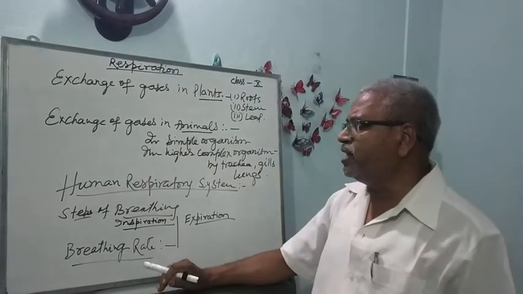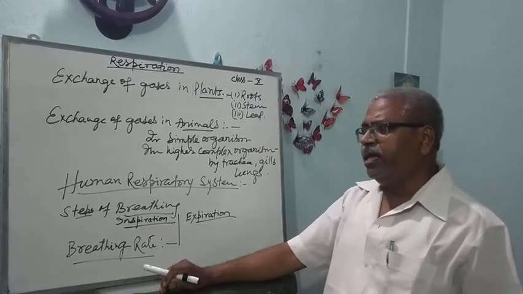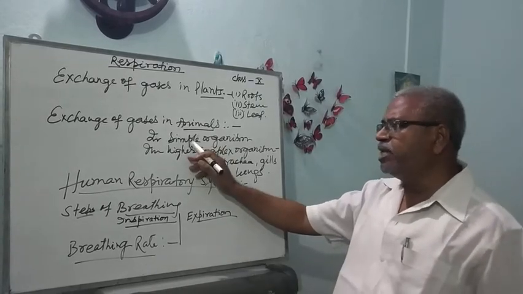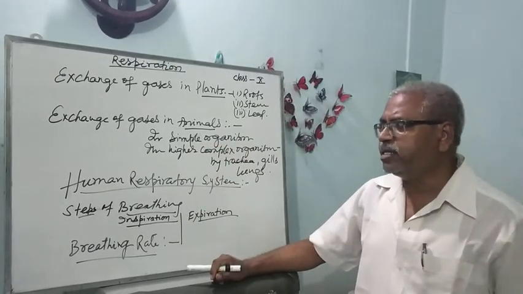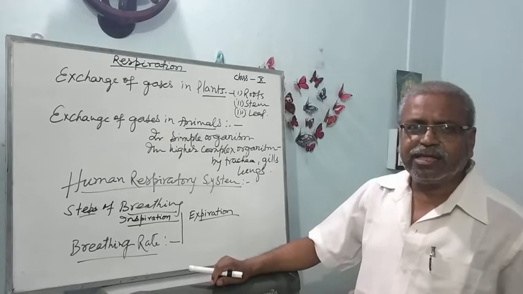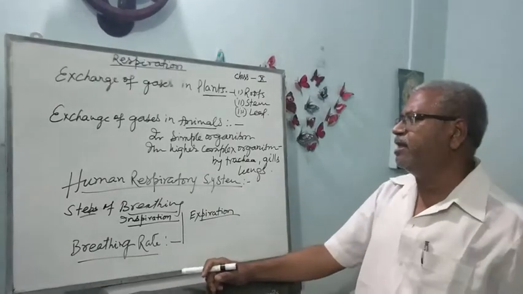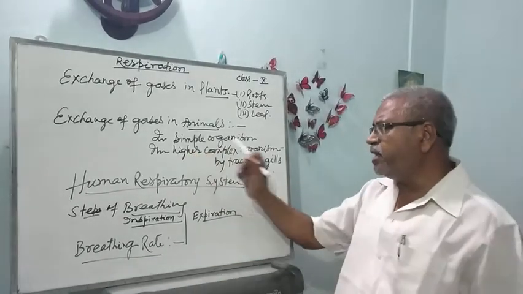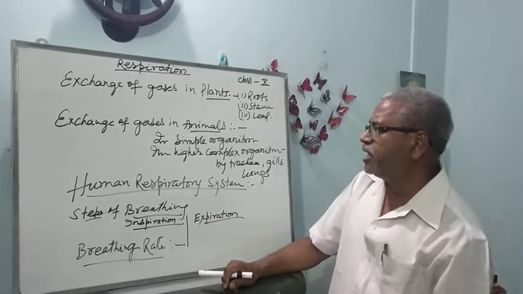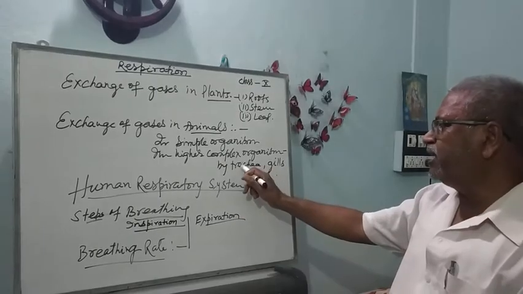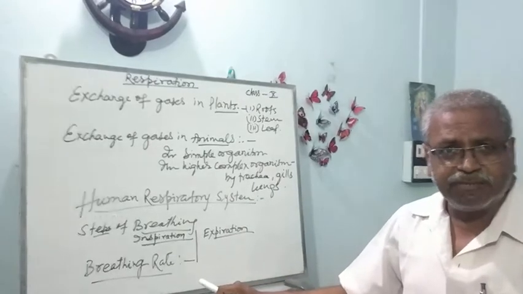The mechanism of the exchange of gases in animals is different. In simple organisms like Paramecium and amoeba, exchange of gases occurs through the general surface of the body or cell membrane. In higher complex organisms, exchange of gases takes place through trachea, gills and lungs. These are the respiratory organs.